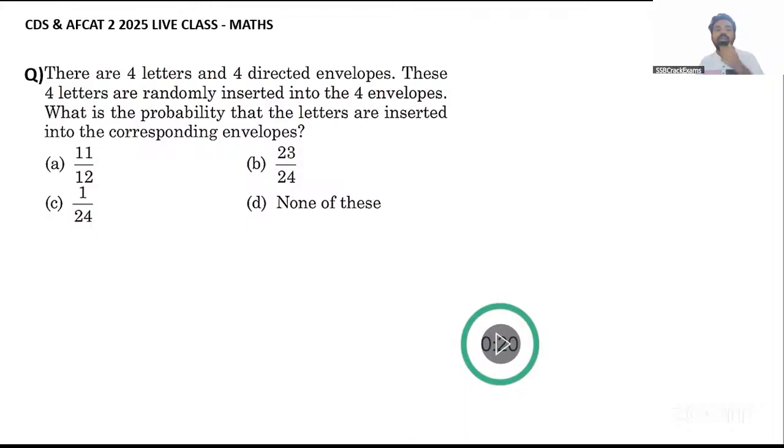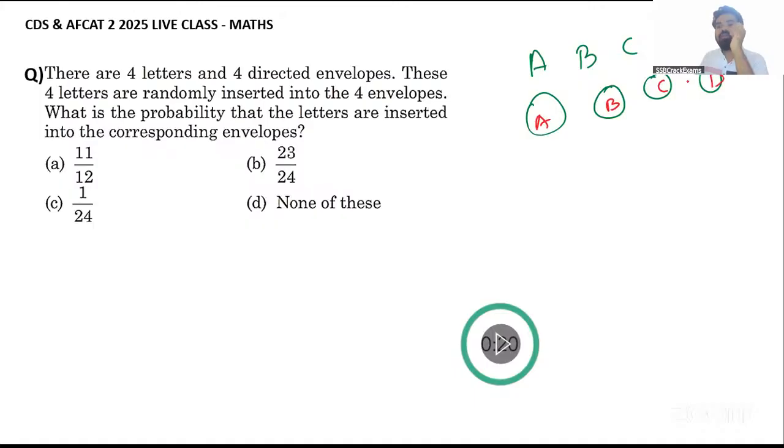Let me tell you what it means. There are four letters, say A, B, C, D. Four letters and four envelopes, say A, B, C, and D. And directed envelopes means that on the envelopes it is written A, B, C, and D. And suppose someone is blindfolded and is asked to put all the letters A, B, C, D in the boxes marked A, B, C, D.